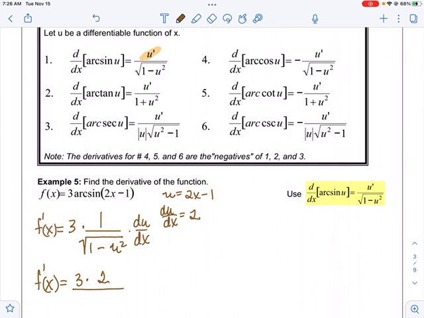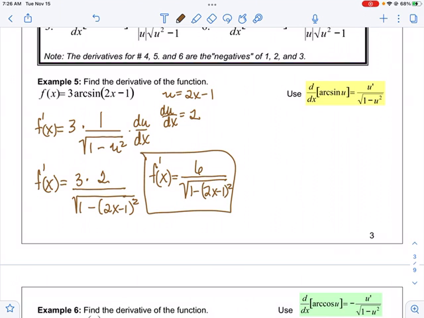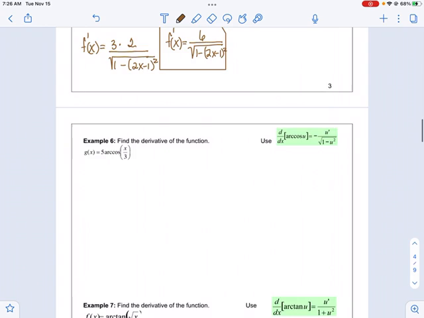And this is going to be over the square root of 1 minus 2x minus 1 squared, and that's all under the root. So we end up with 6. So f prime of x is equal to 6 over the square root of 1 minus 2x minus 1 squared. And there you have it.